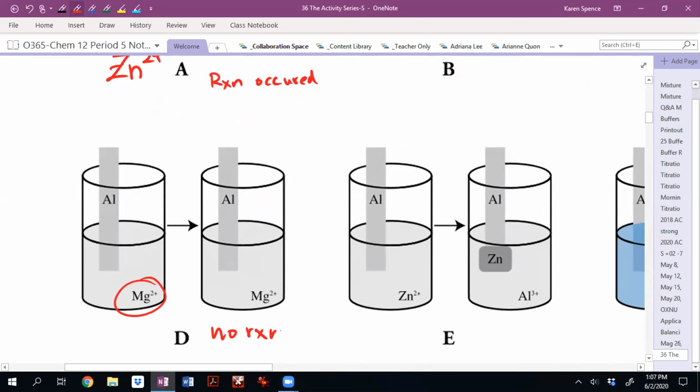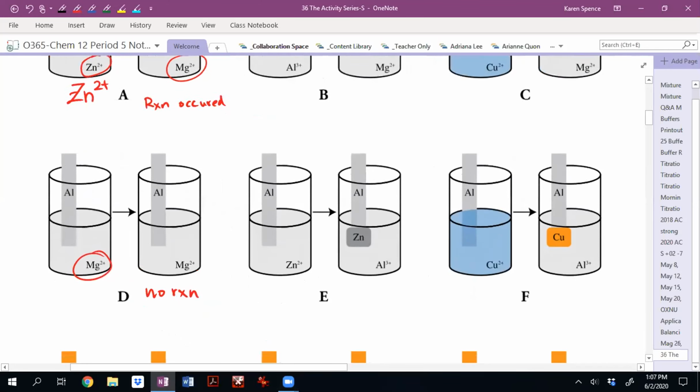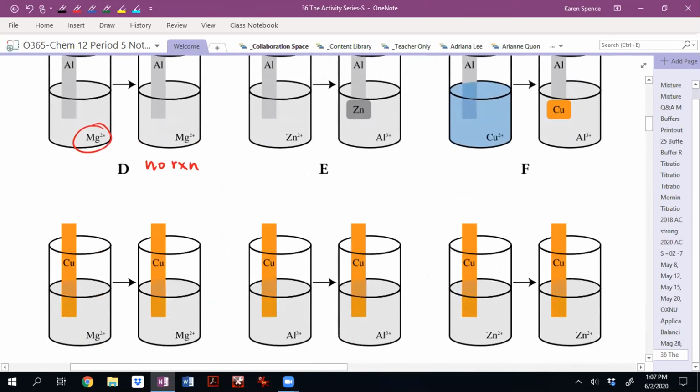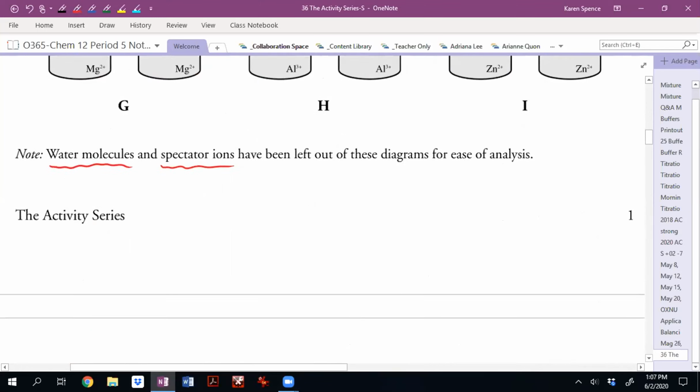And if we were here and we were in person, you would be doing this lab, but we're just going to look at little pictures of it. There used to be a fantastic simulation, but it requires Flash, and nobody supports Flash anymore, so we can't look at it. Okay, so this is the model that we're going to look at. Please note we have left out water molecules and spectator ions, just for ease of analysis.